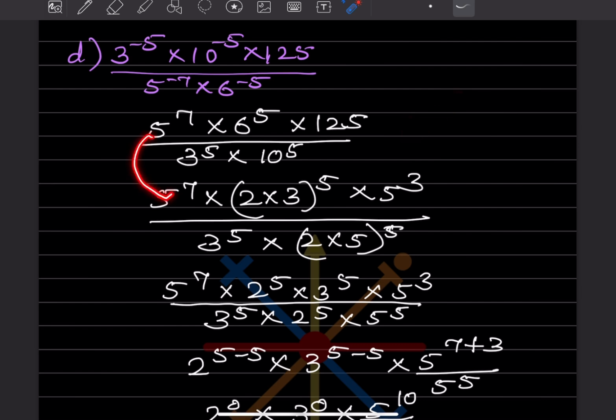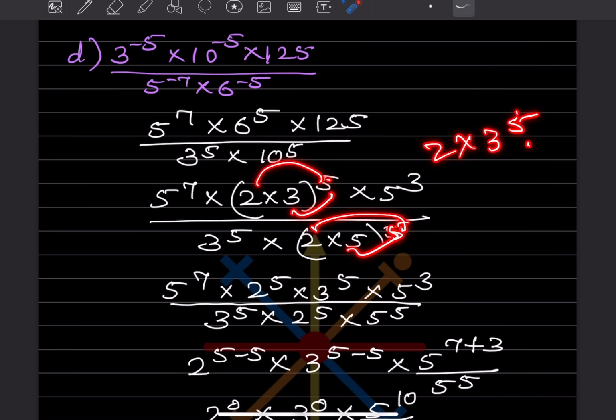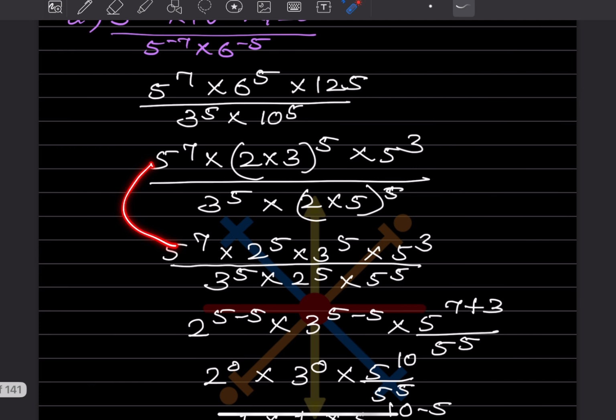So this same 6 you can write as 2 into 3 raised to 5. You can take the factors of 125 I showed you before. That will be 5 into 5 into 5, that will be 5 cube. For this one you can write 2 into 5 raised to 5. So you have to put the bracket because this 5 is for this as well as this one. So the brackets are very important and do not just write it like this, because that shows that this 5 is for only this one. So the bracket is very important here. 2 raised to 5, 3 raised to 5, same, 2 raised to 5, 5 raised to 5.